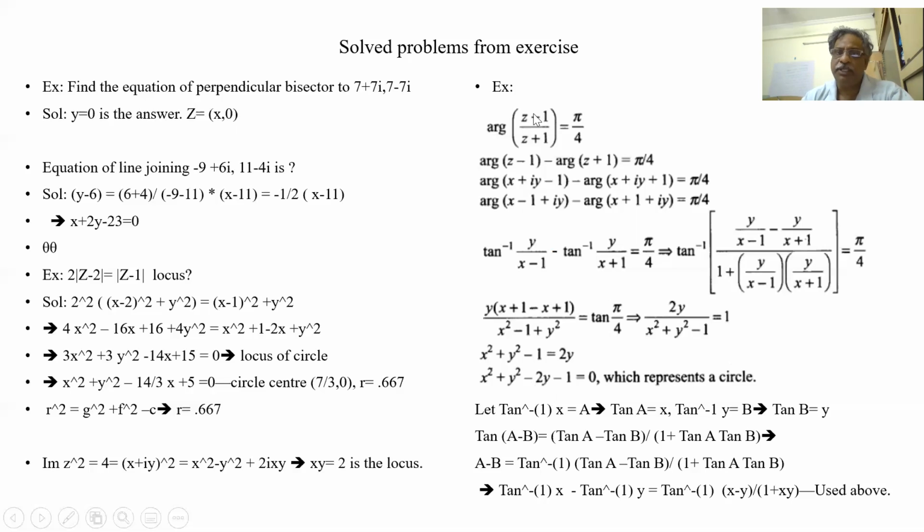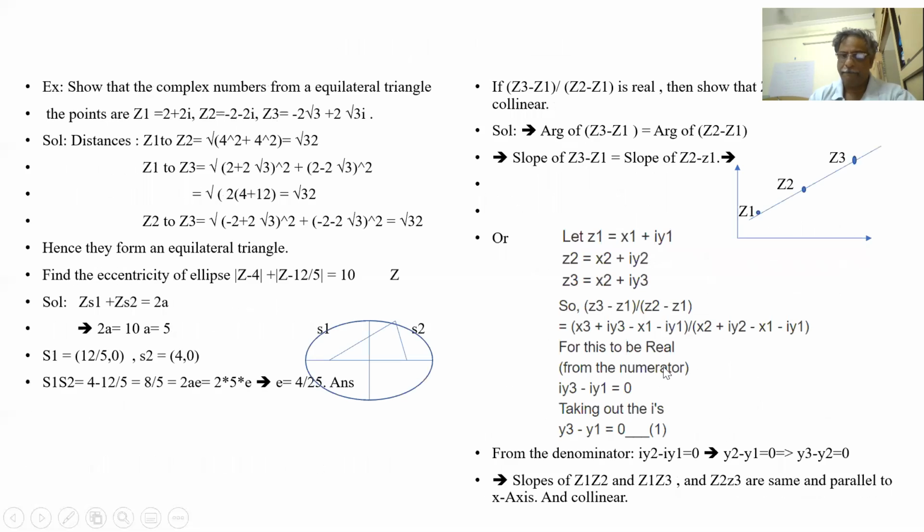So arg of (z minus 1 by z plus 1) is equal to pi by 4 is representing a circle. Mostly such problems represent circles. Here also you see z minus representing a circle. So whenever such type of z plus 1, z minus 1 is given, mostly they are representing a circle. Let us see the next.